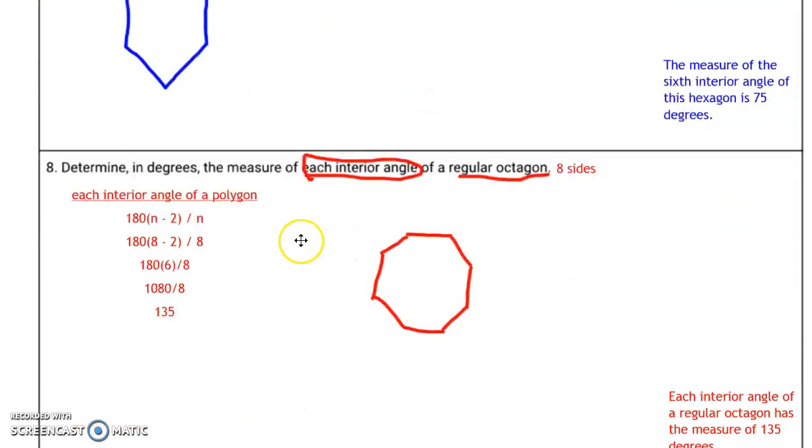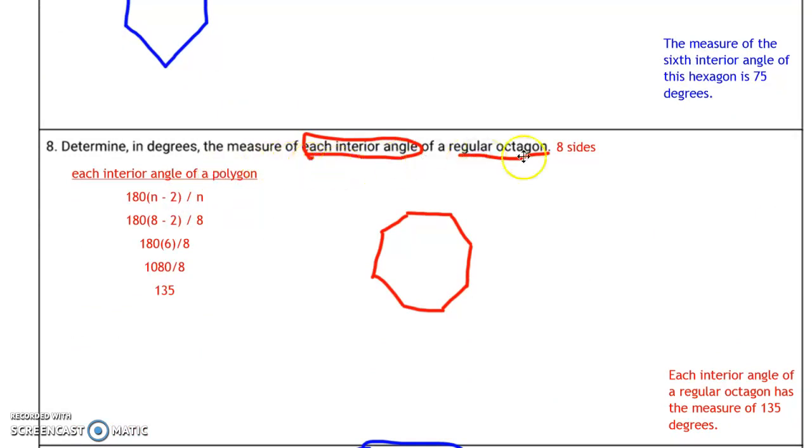For number 8, it asked us to determine in degrees the measure of each interior angle of an octagon. That's 8 sides. Here's my picture.